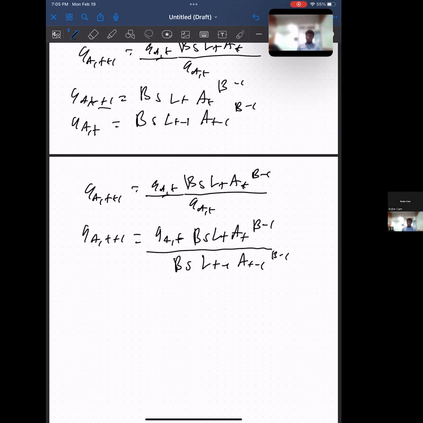Okay, let's try to simplify this. Notice we have a B and an S on the top and on the bottom, so we can get rid of those. So we have LT, AT, beta minus 1, over LT minus 1, AT minus 1, beta minus 1. And don't forget, we also have this GAT here, so let's move it to the side. Does this look familiar to us? Is there a way we can figure out what these values are?